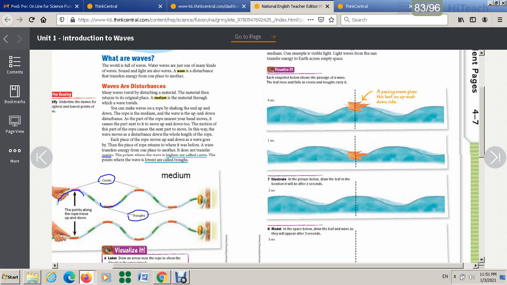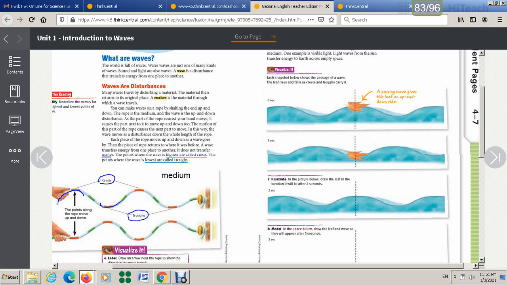So this rope example, the rope with the handle of the door, represents how the waves are moving the energy, but the particles are not moving, the matter itself is not moving. Okay, let's continue to talk about how waves are a transfer of energy.